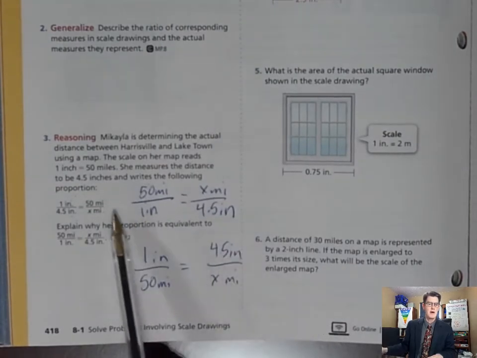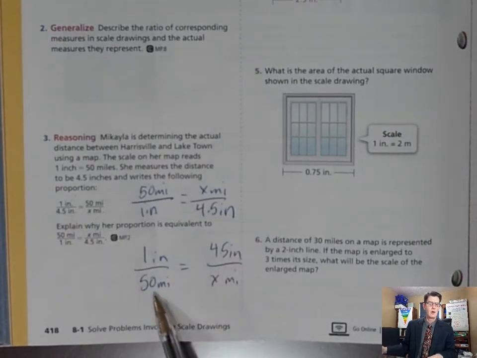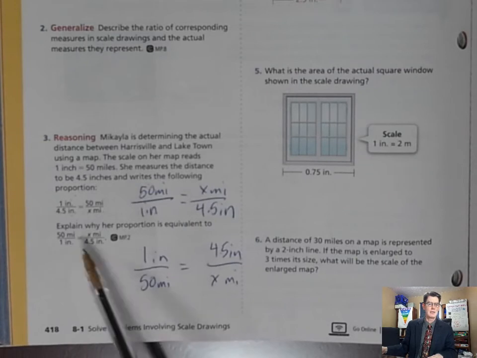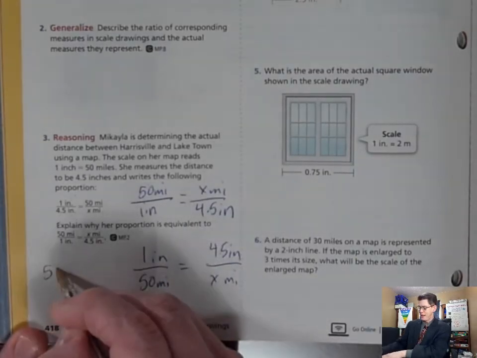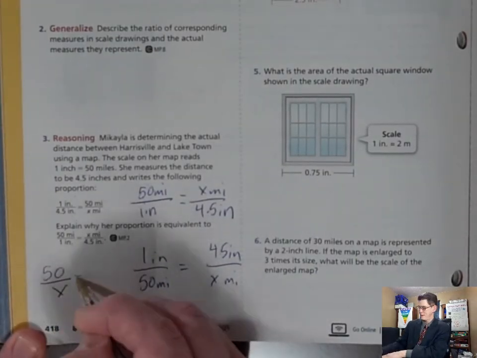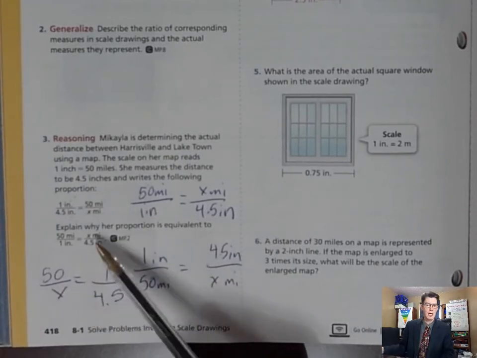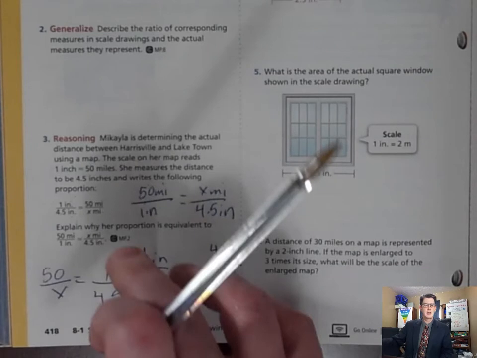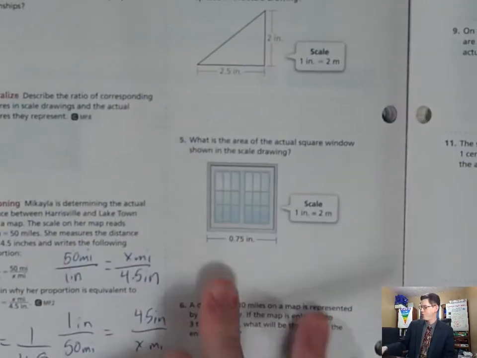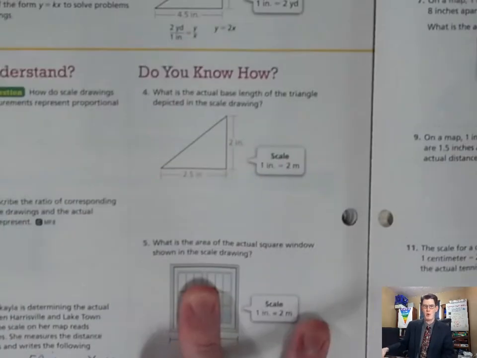You're going to rotate them or switch them. 1 is to 4.5. Oh, they did it there. Or 50 is to X. Oh, they did it here. Watch this. What if I wrote 50 is to X as 1 is to 4.5? Does that work? Sure does. Oh, actually, it's written up here. As long as you're formulating the proportion, writing them in the same order, you're going to be fine.